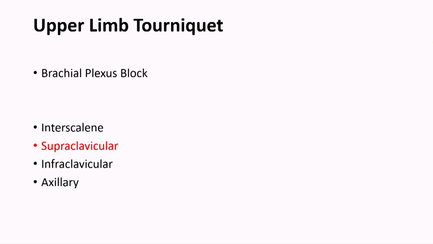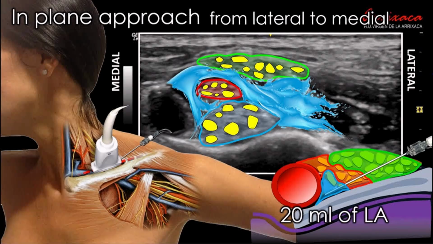Supraclavicular brachial plexus block. Okay, that's the best brachial plexus block that we can use for an upper limb tourniquet. If it was a lower limb, we will come to that. This is an example of a supraclavicular brachial plexus block. Ideally, you put the probe at the supraclavicular fossa parallel to the clavicle and identify the subclavian artery. So this is the subclavian artery here. If you see this image, this is the subclavian artery.